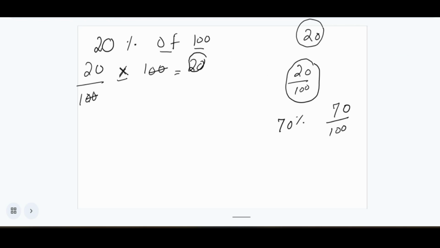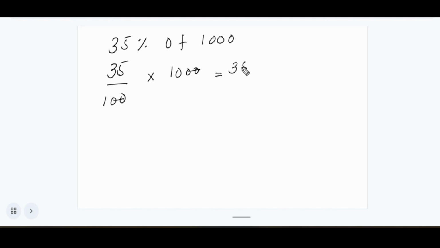So now let's solve some other questions. For example, if I need to find 35% of 1000. Okay, so again the way is the same. What we need to do: 35% means 35 out of 100, "of" means times, and 1000, right? These last two zeros can be cancelled out, and we are left with 35 times 10, which is equal to 350.